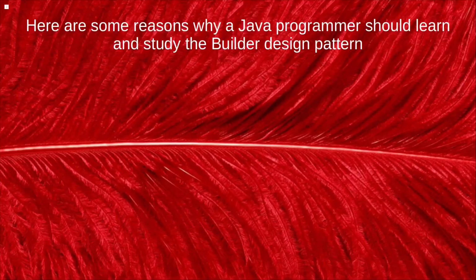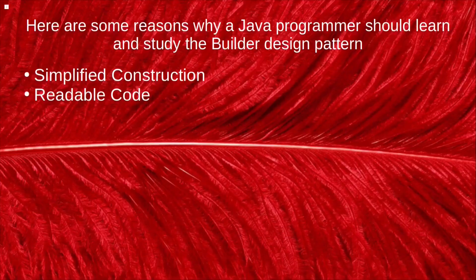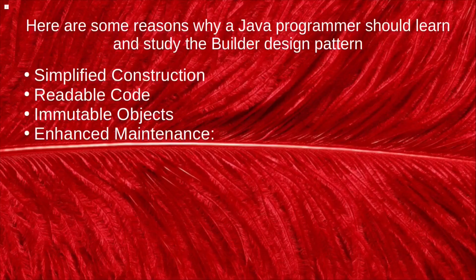The Builder design pattern is a creational pattern that constructs complex objects step by step, separating the construction process from the object representation. Here are some reasons why a Java programmer should study the Builder design pattern. Simplify construction. Allows creating complex objects step by step without writing multiple constructors for different configurations. Readable code. Making object creation more readable and understandable by clearly defining construction steps in the code. Immutable objects. Facilitates the creation of immutable objects in Java, enhancing security and reducing unintended changes. Enhanced maintenance. Simplifies feature maintenance by isolating changes in object construction logic to the builder, reducing bugs. Design flexibility. Provides flexibility to change the internal representation of objects without affecting the client code.